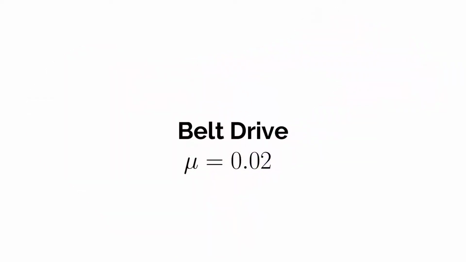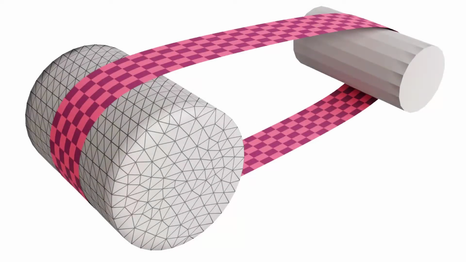Lowering the coefficient of friction between the belt and a large cylinder causes it to slip through the belt before coming to a complete stop.